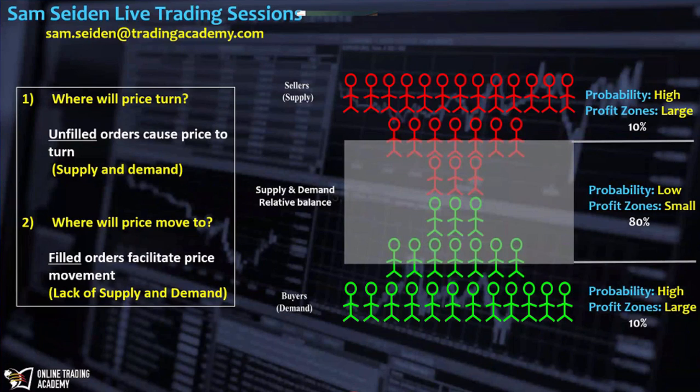But because I know we're out of time here, remember, everything we do needs to focus on answering these two questions. Where will price turn and where will it move to? And the answers need to be objective, right? Unfilled orders cause prices to turn. Filled orders facilitate price movement.